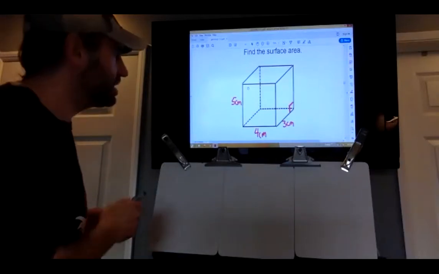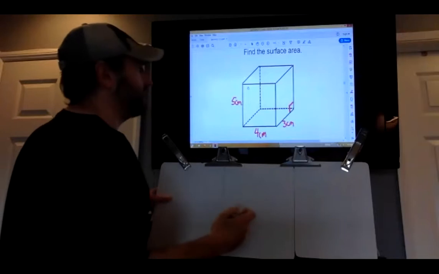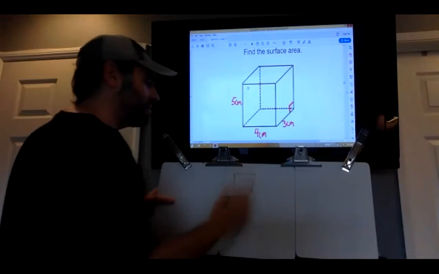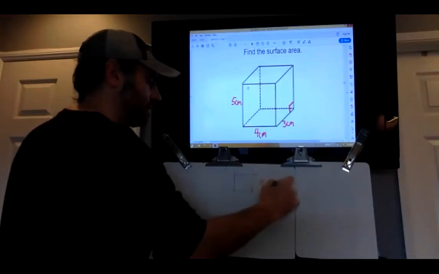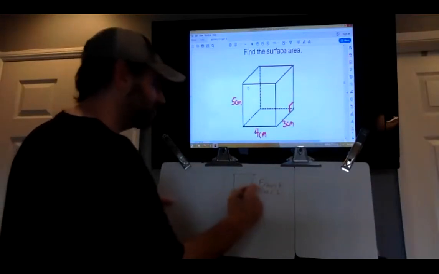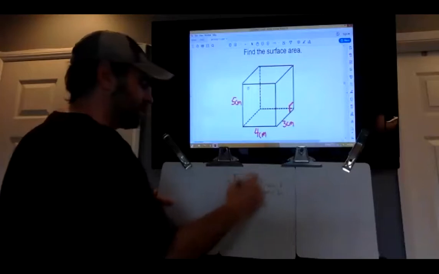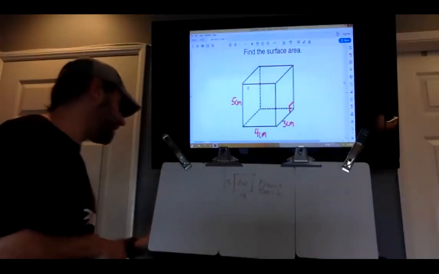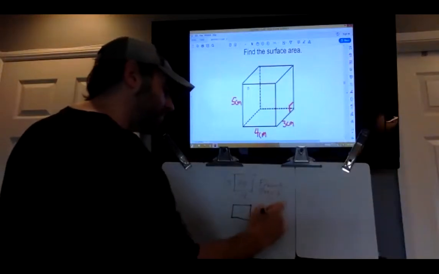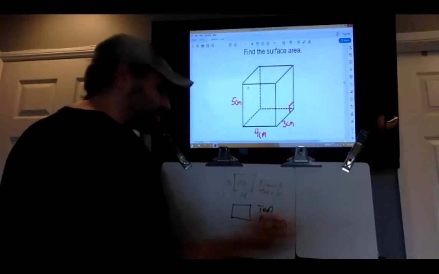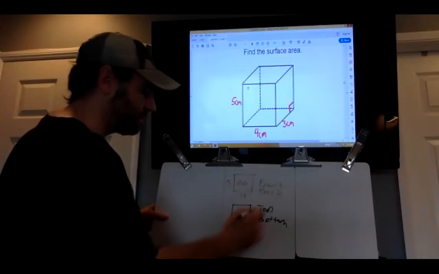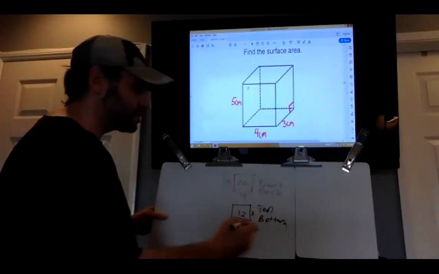Okay, so let's see. You could make this a net if you wanted to. But watch this. You can make the front and back the same. So the front is 4 by 5. There's the front and the back, both 20 each. And then you can do top and bottom. This is just one of many ways to organize it. What are the dimensions of the bottom? 4 by 3. So this area is 12, and there's 2 of them.